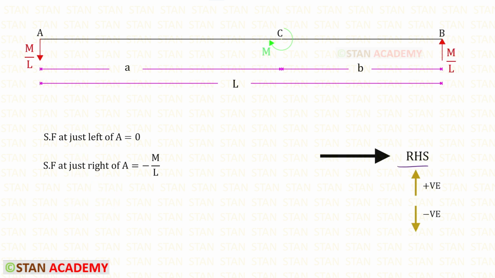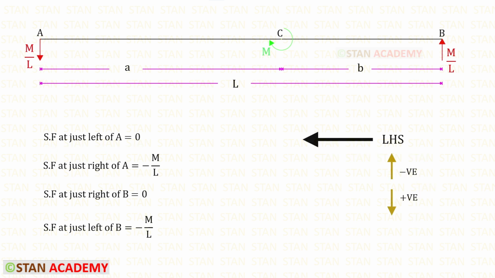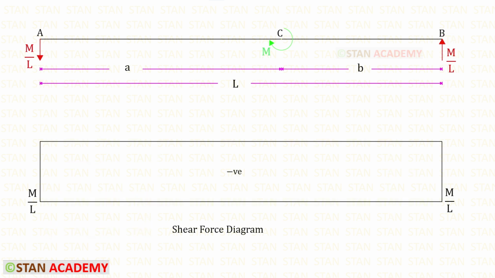Using the right hand side rule, we can find the shear force values at A. Shear force at just left of A will be 0, and at just right of A we have RA. It is acting downwards, so it will be negative. Using the left hand side rule, we can find the shear force at point B. Shear force at just right of B will be 0. Shear force at just left of B will be RB. It is acting upwards, so it will be negative. Here you can see the shear force diagram.